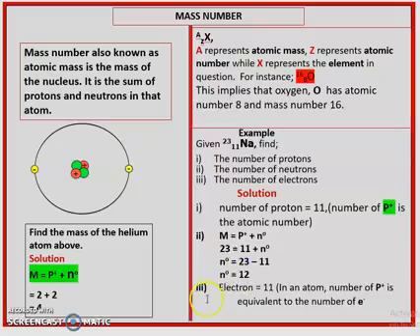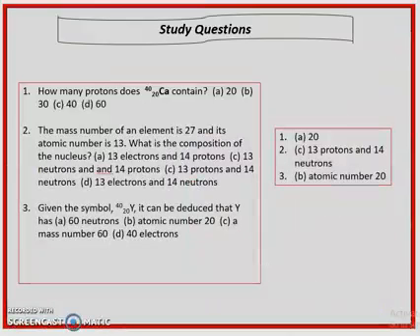Okay? The third question says, find the number of electrons. The number of electrons here is 11. Why? Because remember what I told you, that in an atom, the number of protons is equivalent to the number of electrons. Hope you understand.